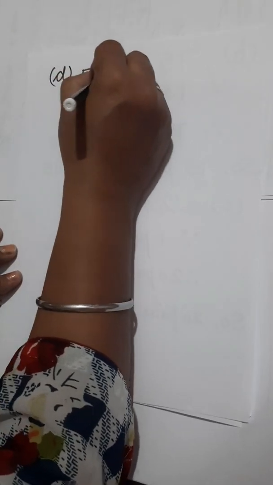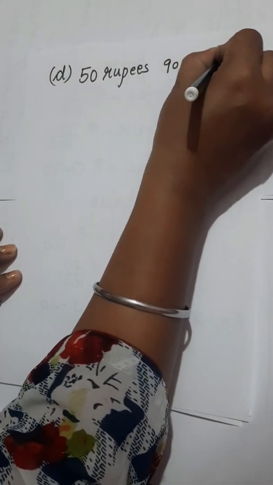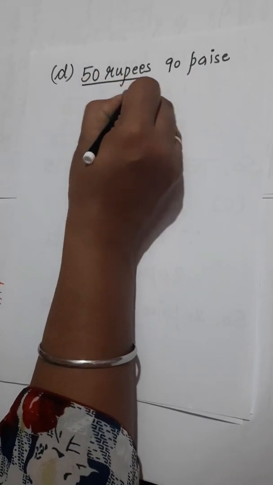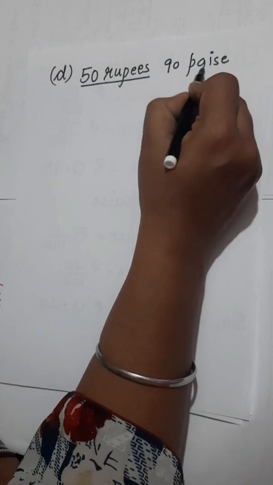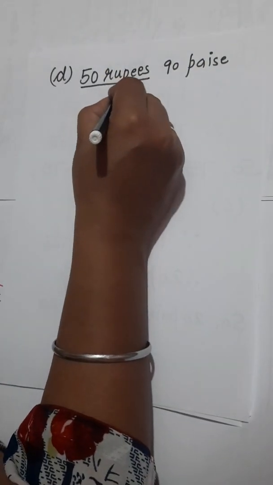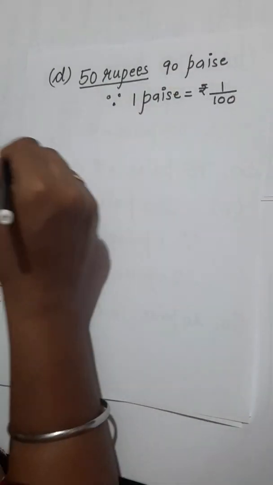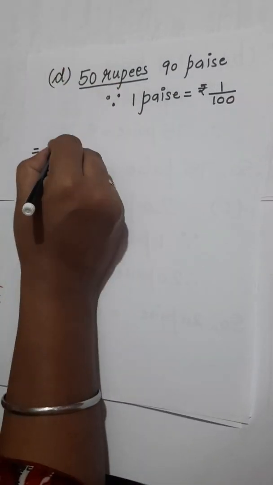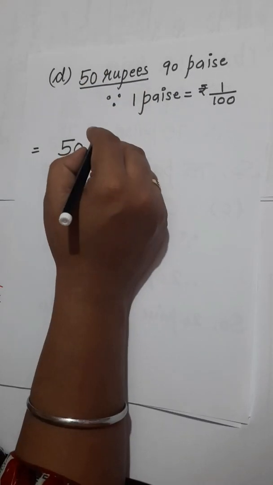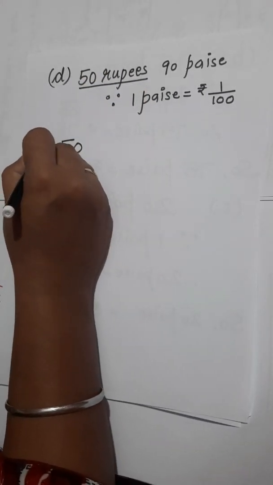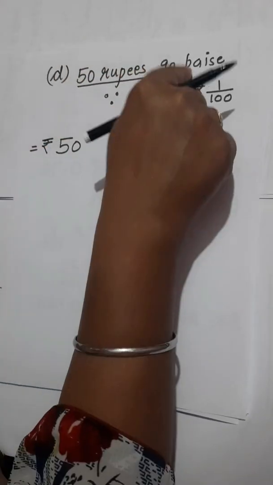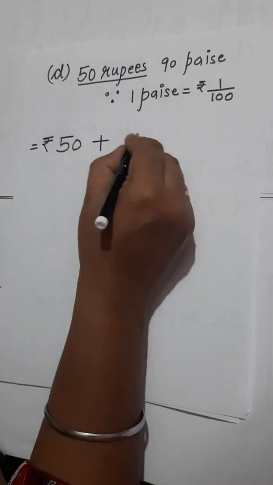Now next we have D part. D part is 50 rupees 90 paise. Now in this case you have to express in rupees. Here we have rupees, no need to change it, but here we have paise, so we have to express paise into rupees. As we know that 1 paise is equals to 1 upon 100 rupees, so here I will write this 50 rupees as it is. Here I am using the symbol of rupees, 50 rupees as it is. Then whenever you have to convert it, you will write plus.